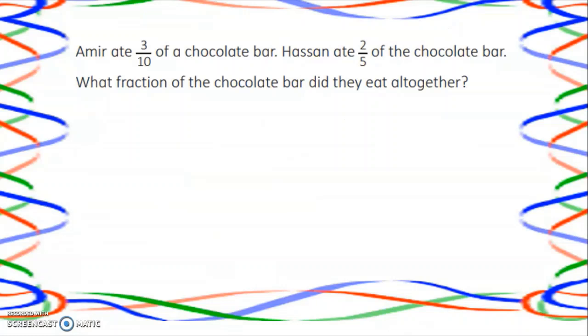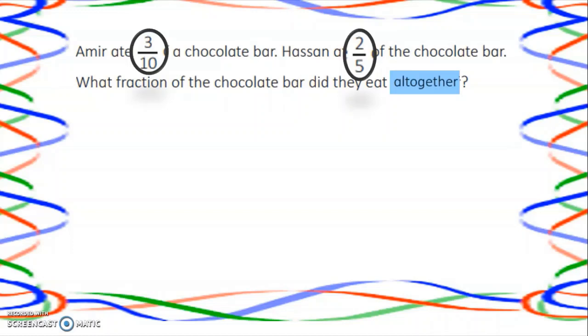For example, we have here a problem. Let's read and analyze. Amir ate 3/10 of a chocolate bar. Hassan ate 2/5 of the chocolate bar. What fraction of the chocolate bar did they eat altogether? So let's find the important information. We have 3/10 and 2/5. What is the question? What are we going to find? We're going to find the chocolate bar altogether.